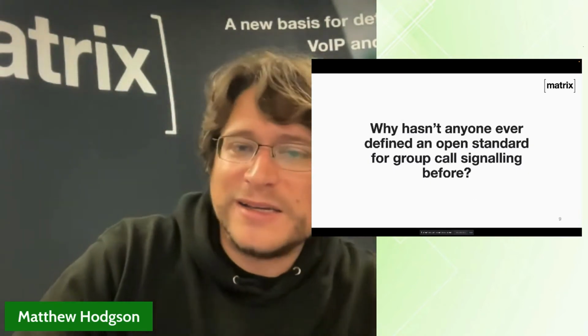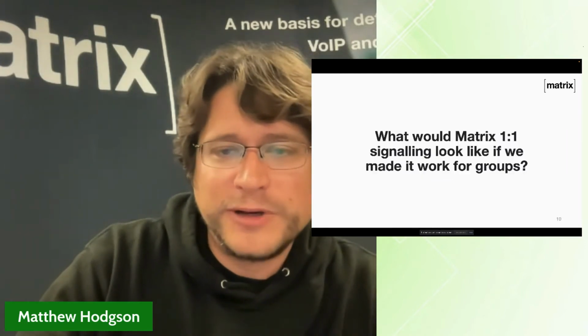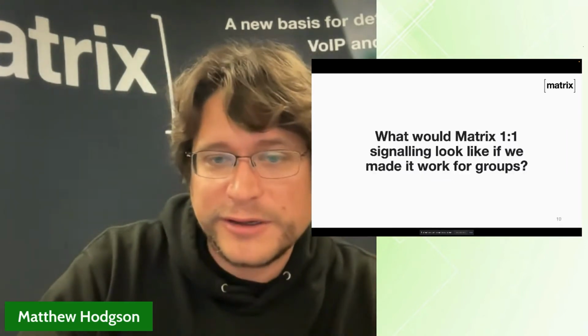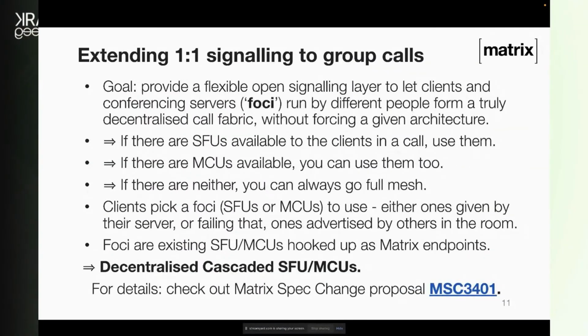So we wondered, why hasn't anybody ever defined an open standard for group call signaling before? And what would it look like if we took the one-to-one signaling in Matrix and extended it to work with groups? So what we've done is to define a standard open signaling layer to let clients and what we're calling foci, so these are conferencing servers, could be SFUs, it could be MCUs, it could be some other exotic type of conferencing server. We don't care. They're run by different people, and we plug it into a decentralized call fabric, and we don't mandate any given architecture.